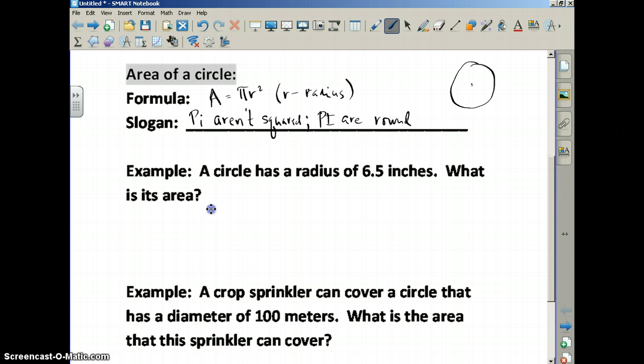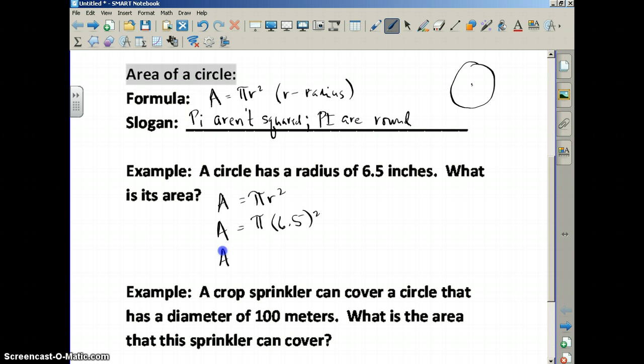Okay, so let's work a couple of problems with the area of a circle. In our first problem, a circle has a radius of 6.5 inches. What is its area? First thing I want you to do, always, is write down the formula. So I'm going to write down A is equal to pi r squared. Now we're going to substitute, and in our problem, we're given that the radius is 6.5 inches. So A is equal to pi times, in parentheses, 6.5 squared.